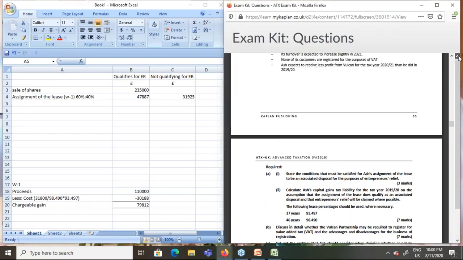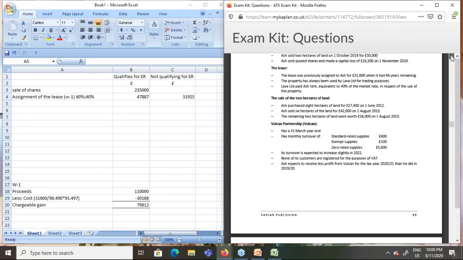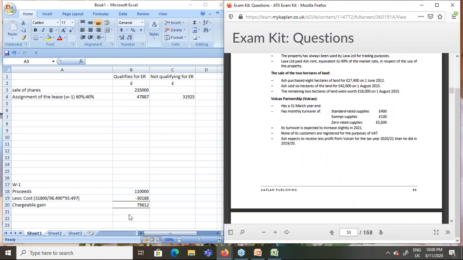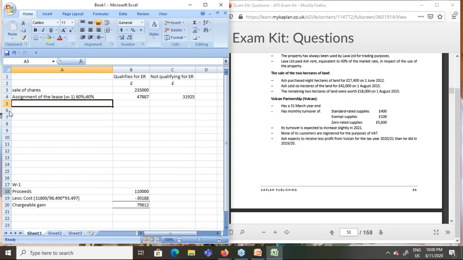And then what are the other disposals that we are having? Ash sold 2 hectares of land on 1st of October 2019 for 30,000 pounds. Let's see, the sale of the 2 hectares of land should be a part disposal computation, but let's look at it. Sale of land. So we will have to do a working here to get the answer, working number 2.